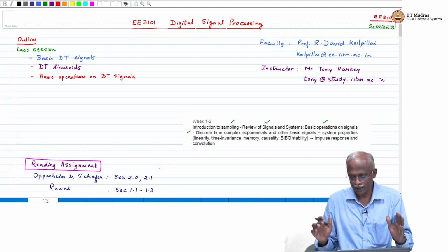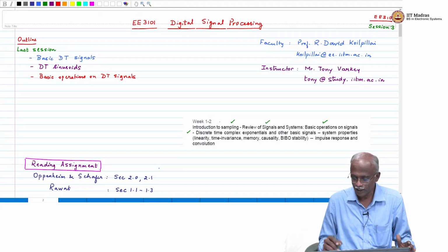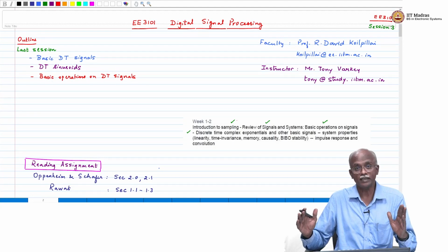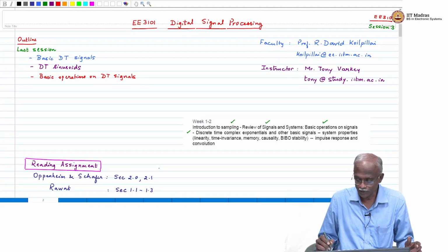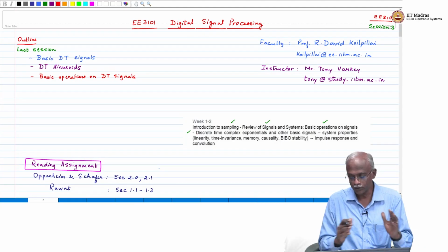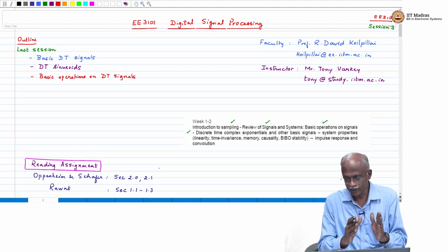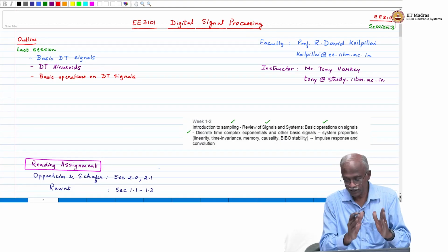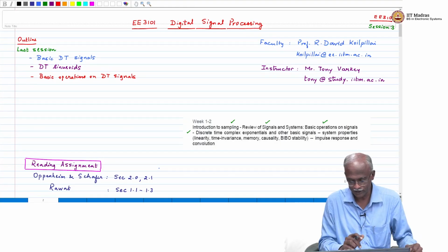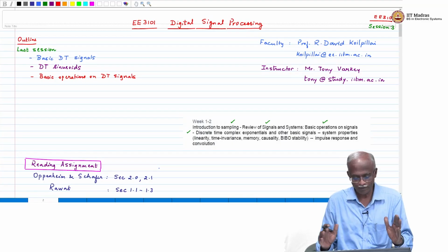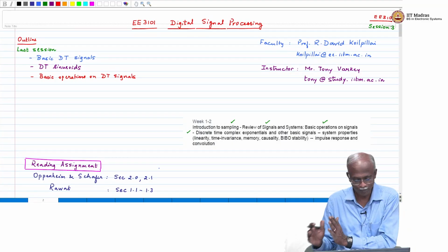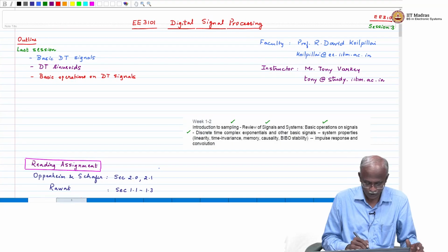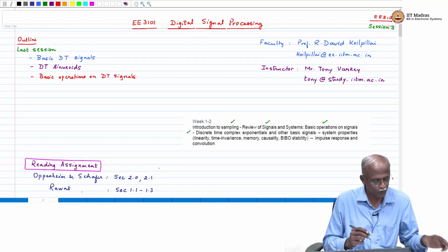I'd like to begin by covering that, and again looking at the topics that we want to cover in the first 2 weeks. The ones we have shown in green with a tick mark are those that we have completed: review of signals and systems, basic operations of signals, and discrete time signals, and particularly complex exponentials and sinusoids. So basically this is what we have covered. We will be covering the remaining topics in the next few sessions. So a quick review of the topics that we have covered so far.